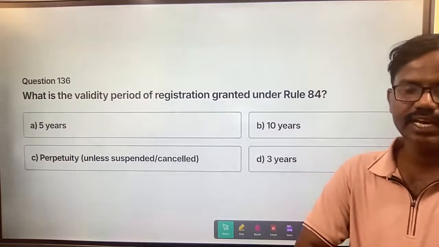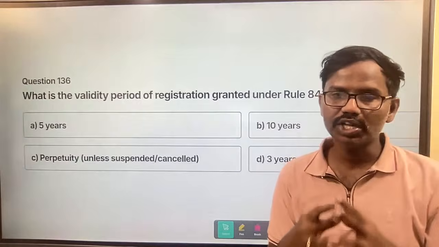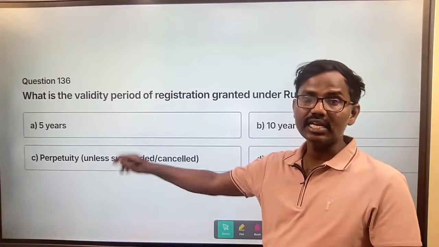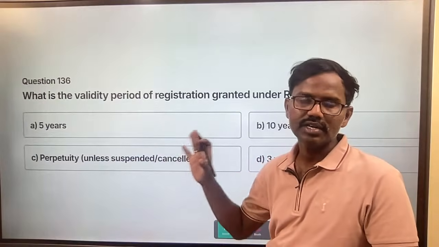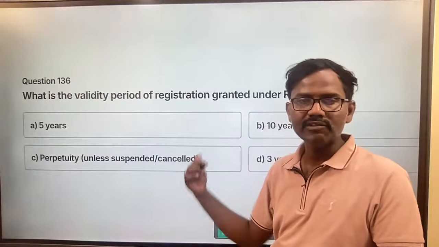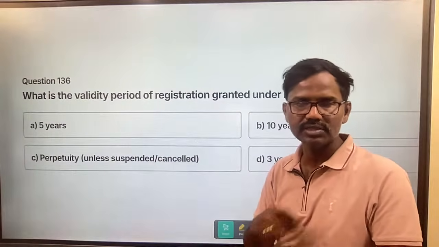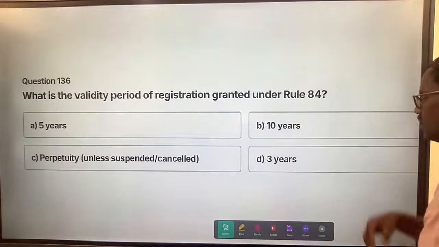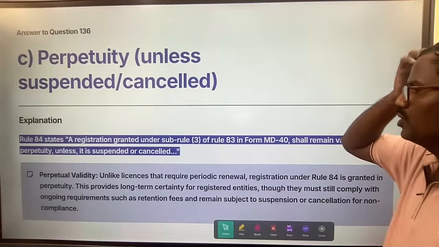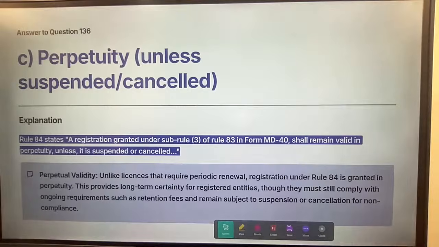Yes, excellent. Registration of the notified body is perpetuity. There is no validity period for this as long as they are maintaining all the rules and regulations according to the regulatory authority. If they are not maintaining them, then it will be cancelled. But otherwise, once you get the permission, it will remain in perpetuity unless suspended or cancelled. Yes, the right answer is perpetuity. So Rule 84 states that a registration granted under sub-rule 3, Form MD-40, shall remain valid in perpetuity unless it is suspended or cancelled, right?